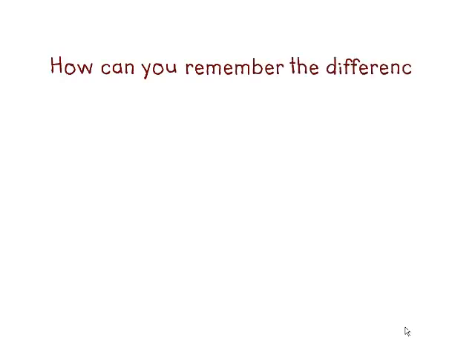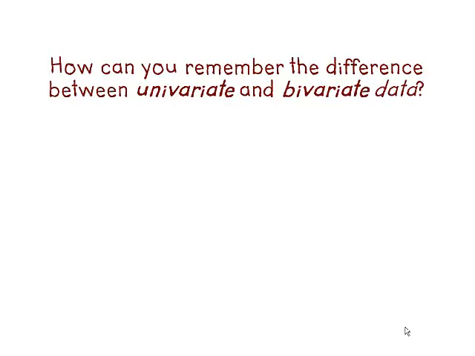How can you remember the difference between univariate and bivariate data? Well, the way I remember the difference is I look at the prefix uni in univariate and bi in bivariate. Uni means one. Think of a unicycle. It has one wheel. Bi means two. Think of a bicycle. It has two wheels. So univariate means one variable, and bivariate means two variables.